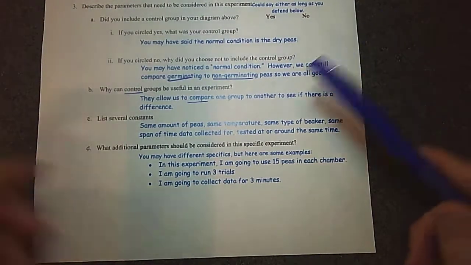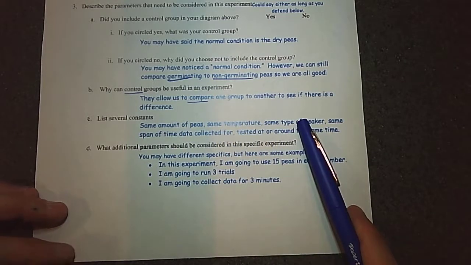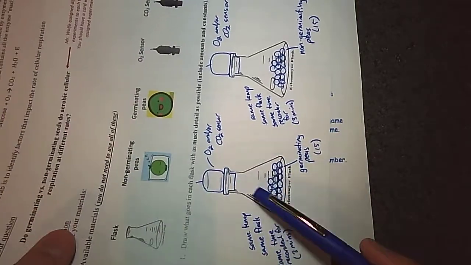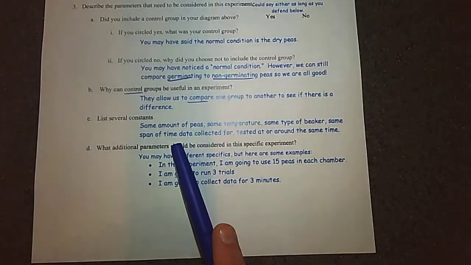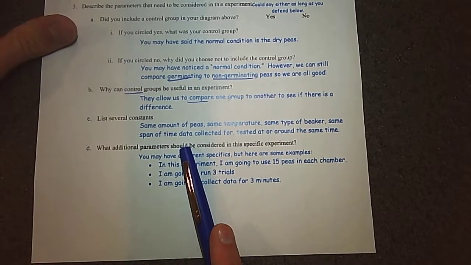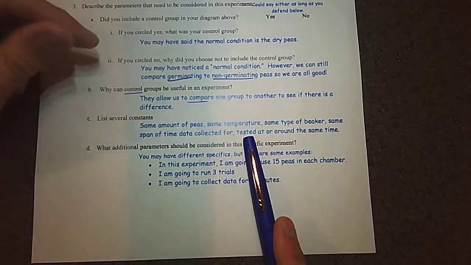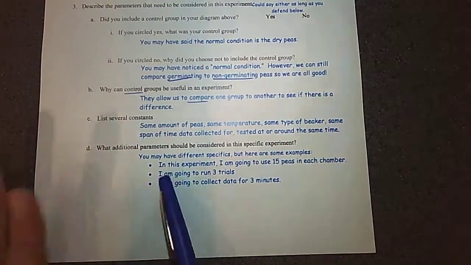All right. So constants in this experiment. You may have hit some different ones, but I said a few. Same amount of peas, the same temperature, same type of beaker, right? I had drawn a lot of that right here in my drawing, right? So make sure you're specific when you're drawing your setup here. I also said the same span of time of data collected for, so like 3 minutes, for instance, and then tested at or around the same time.